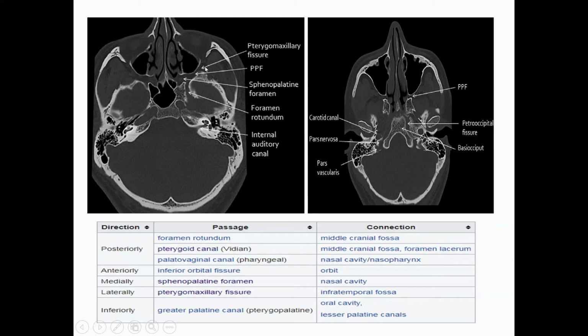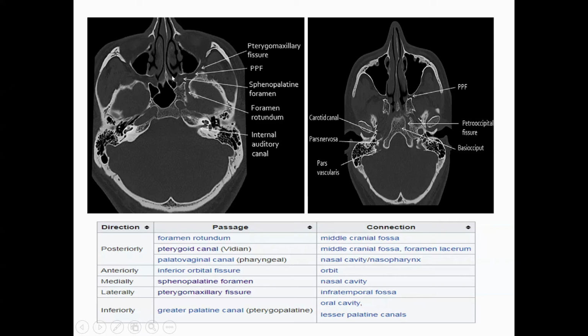Then it communicates with the infratemporal fossa. This is the infratemporal fossa, and this is called the pterygomaxillary fissure. They gain access or transmit through the pterygomaxillary fissure. Then the pterygopalatine fossa communicates anteriorly and extends to the orbit. So this is at a slightly superior cut. It communicates with the orbit through the inferior orbital fissure, and extends to the nasal cavity through the sphenopalatine foramen.